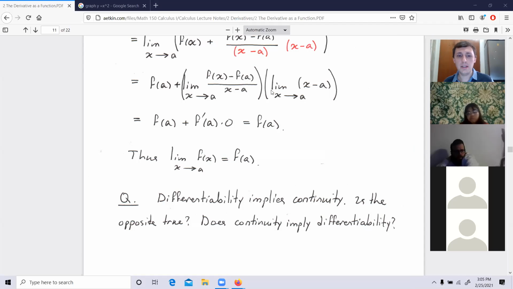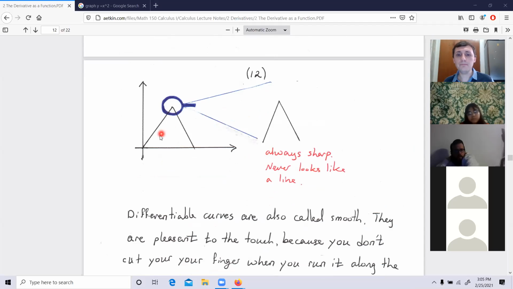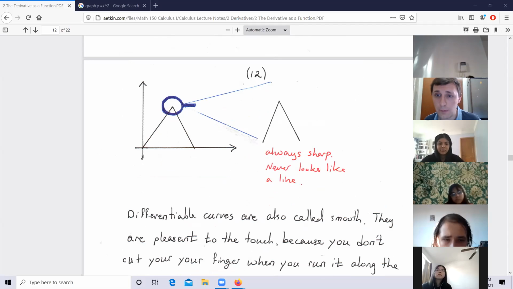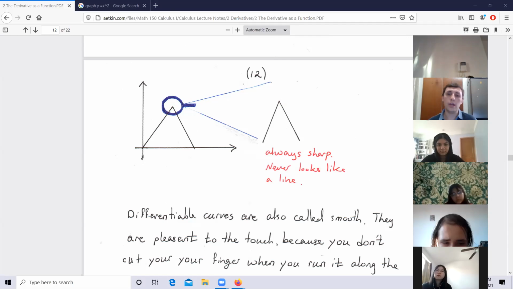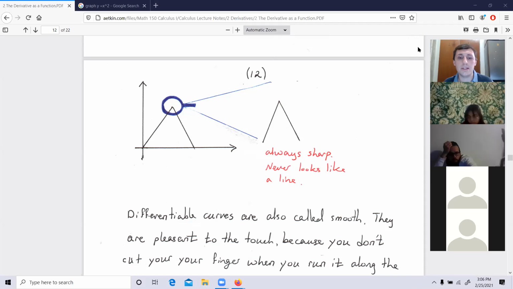Well, let's look at it, guys. Here is an example of a function where that would happen. Imagine just taking two line segments and attaching them at a right angle. You form a picture that's continuous. You agree? It's one connected piece. But if you zoom in at the peak, it remains sharp. Differentiable functions are also known as smooth functions because they're kind of nice to the touch. You don't have sharp edges. You follow me?